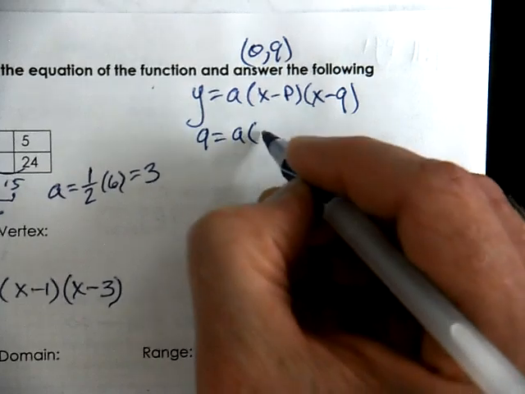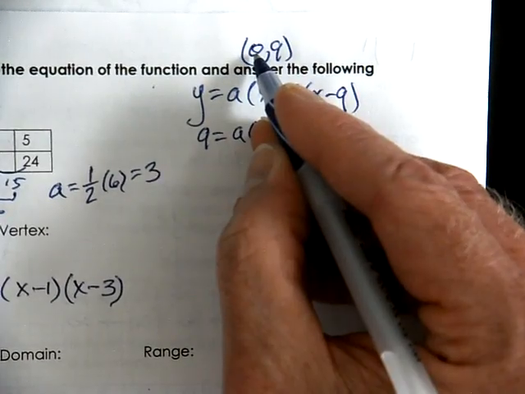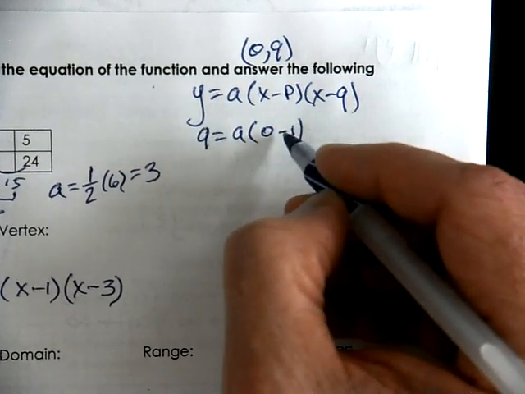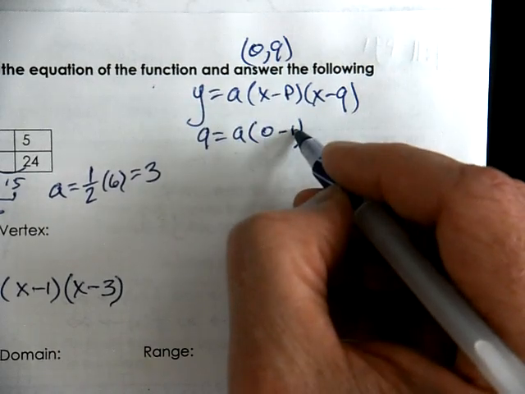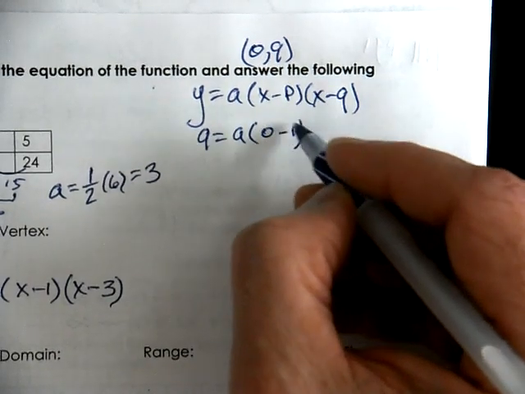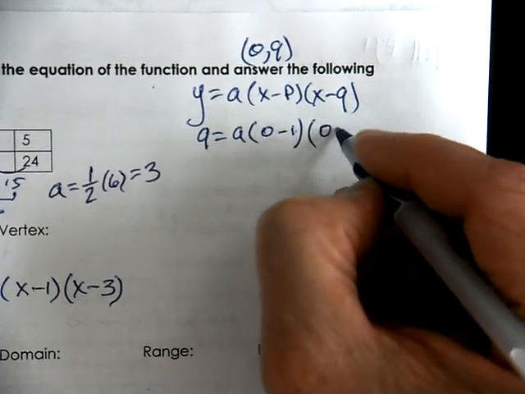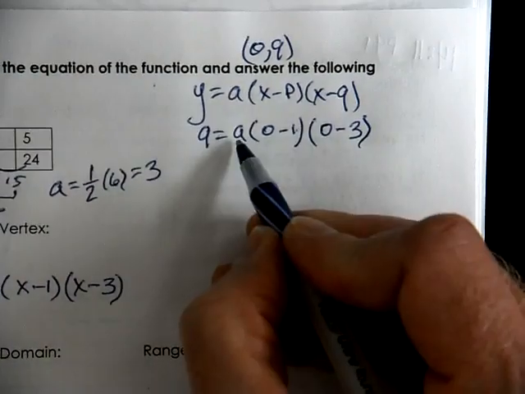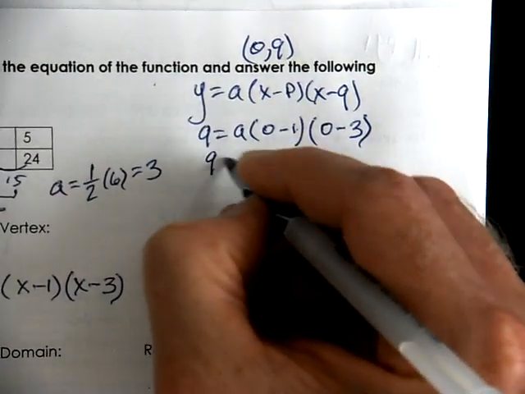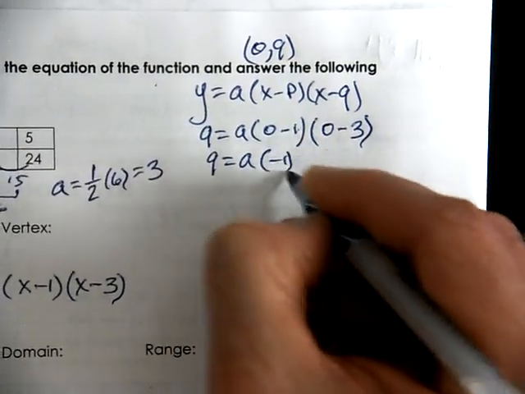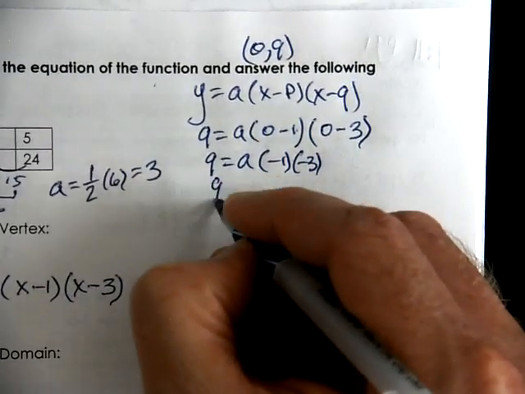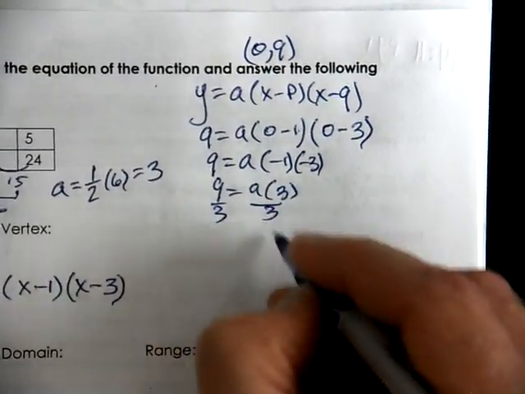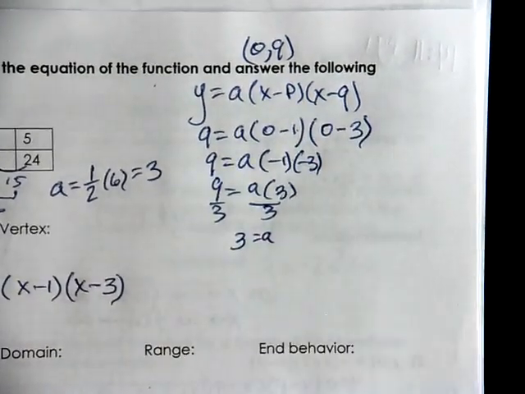I don't know my a. 0 for my x. Negative 1 for p, or 1 minus negative. We're subtracting the p, which is 1. 0 minus the q. Okay, we're solving for a. This is 9 equals a, negative 1 times negative 3. 9 equals a times 3. When I divide by 3, you can see that the a value is also 3.